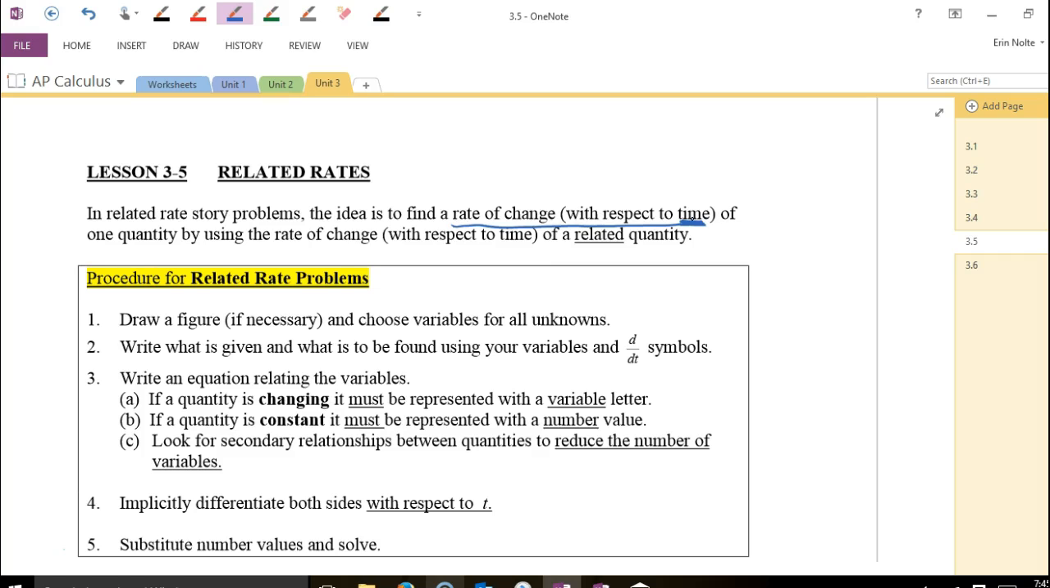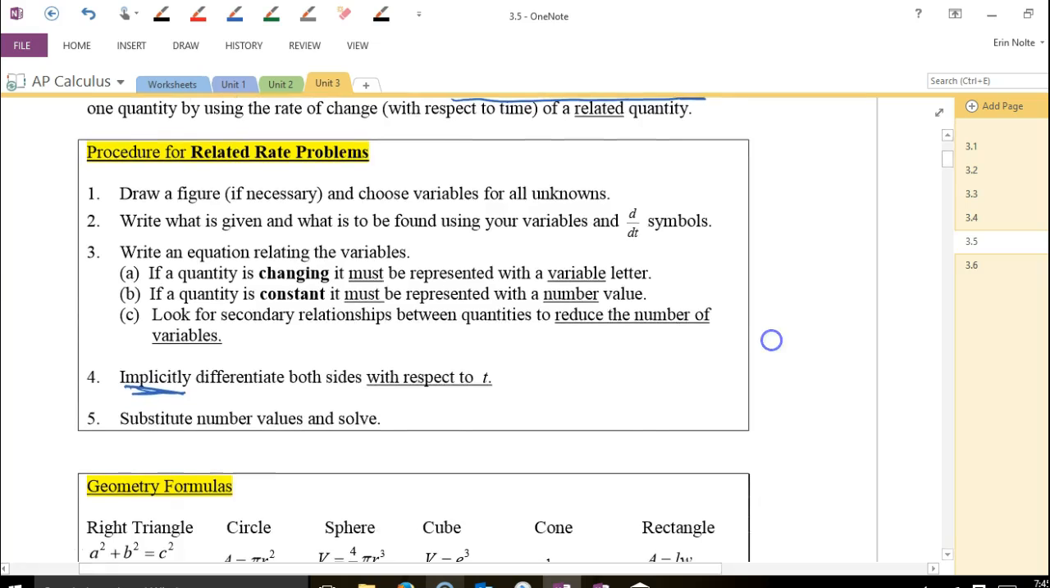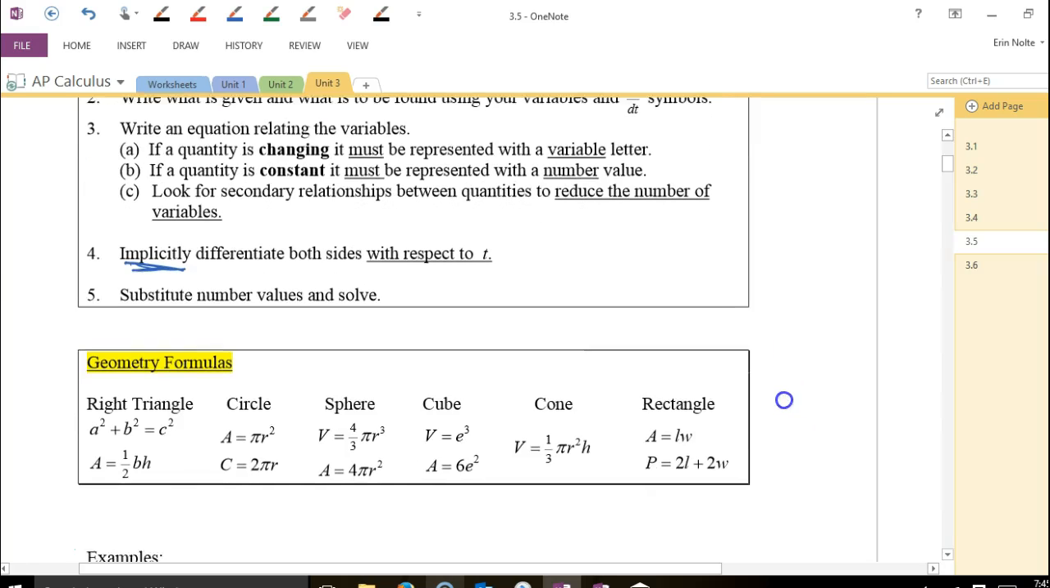Okay, so quick procedures here for what you're going to do: you're going to start by drawing a figure if you need to and define all your variables, and then you're going to come up with some kind of equation, and you're basically going to end up deriving it in terms of time, and then you will derive everything implicitly. Okay, so what we learned in the last section. And then you'll end up plugging in any numbers that were given to you in order to solve for whatever question it is they're asking you.